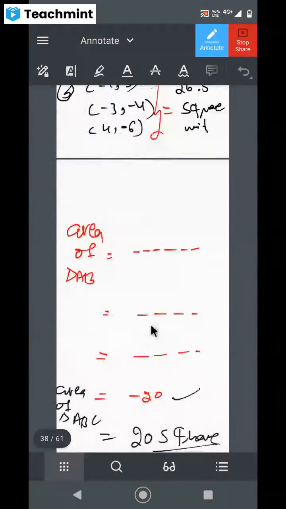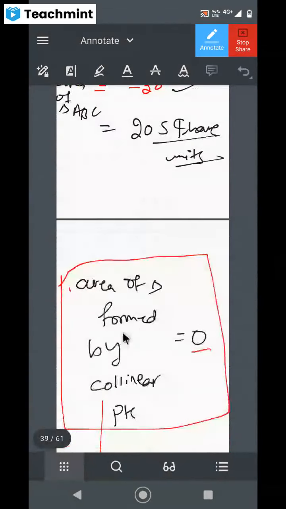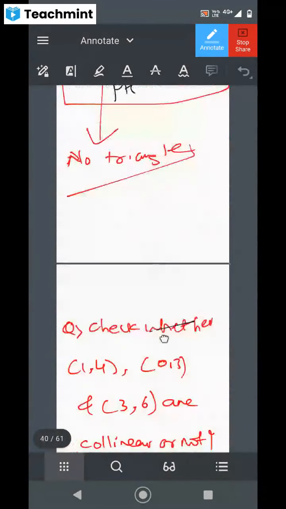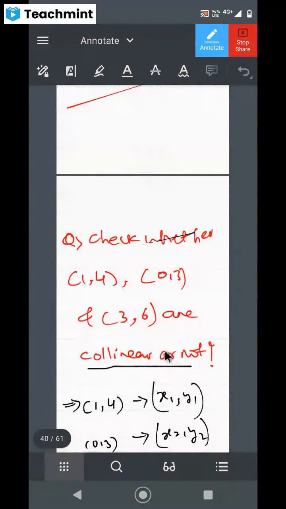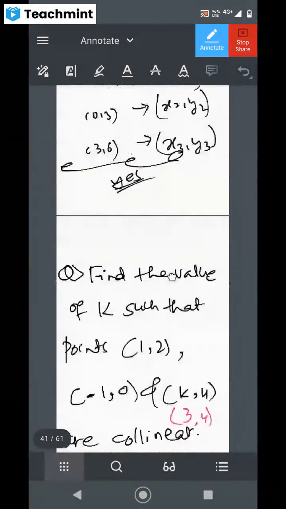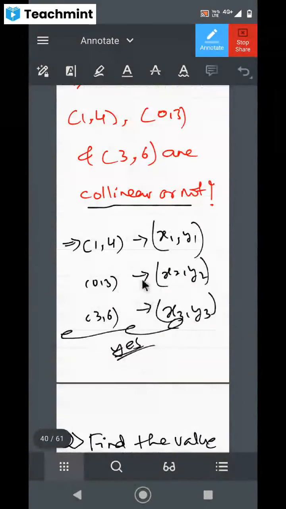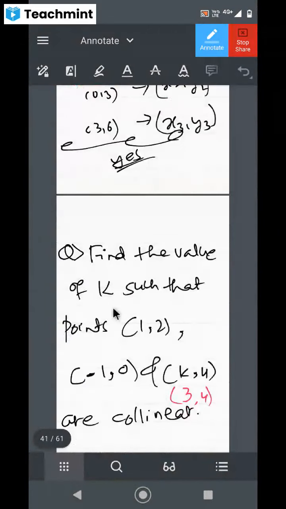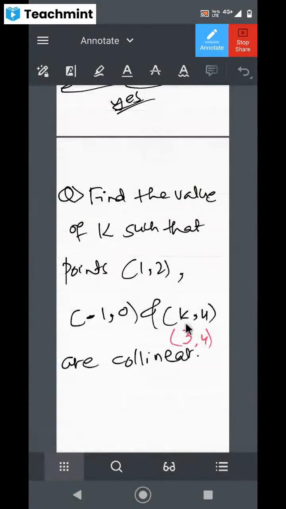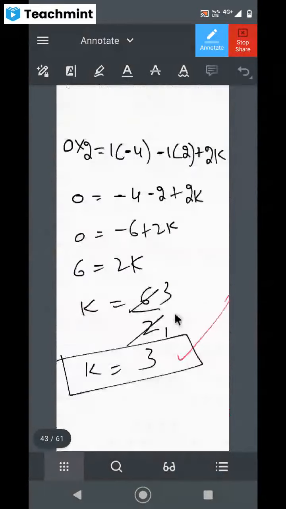After that, if minus is coming, I asked you to take it as plus. Then the area of a triangle formed by collinear points is 0. That means if they ask you to check whether these points are collinear or not, you have to find the area. If that area comes to be 0, then those points are collinear, no? Find the value of k such that these points are collinear, means you have to take the area as 0 and then find the value of k.